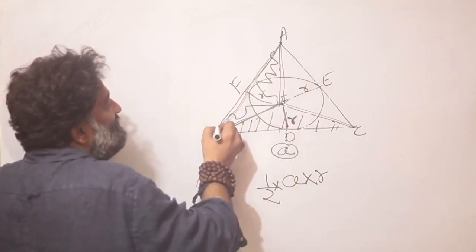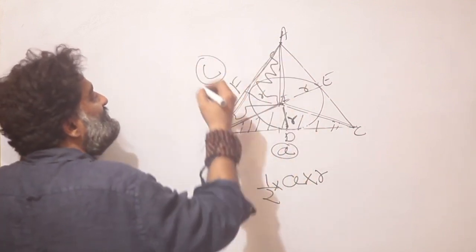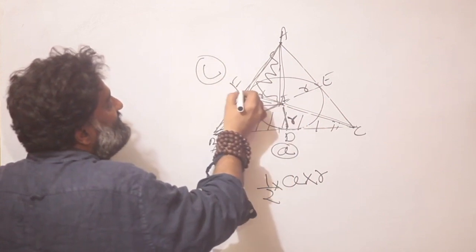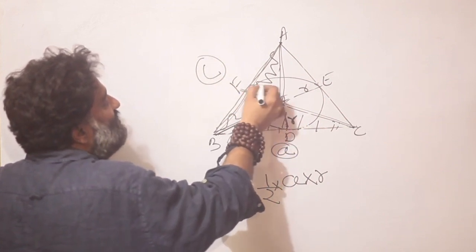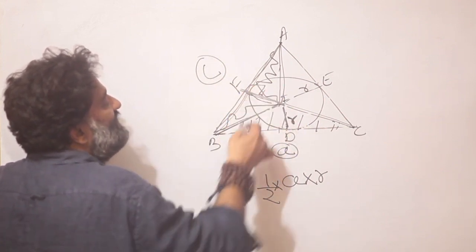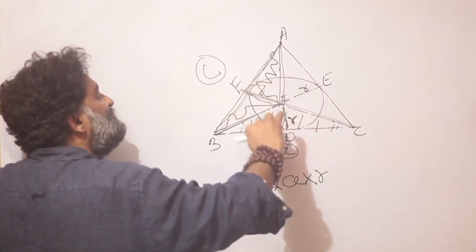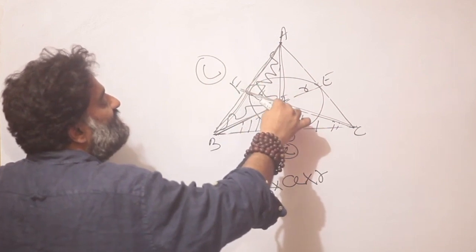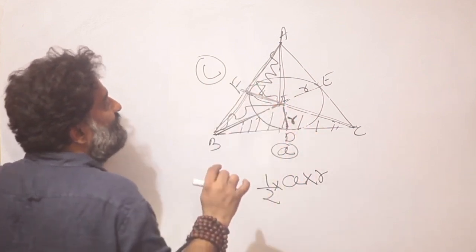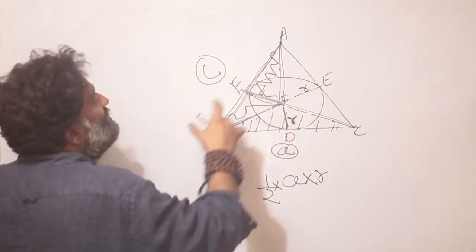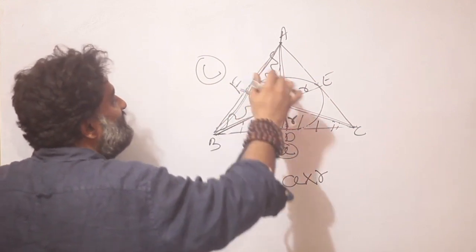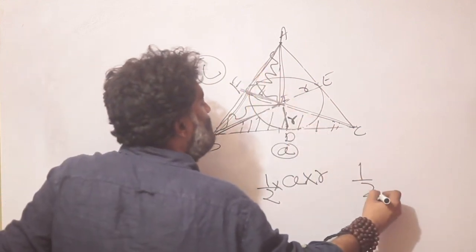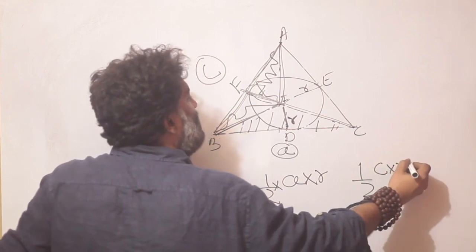I have this as the base, which was small c, and once again the radius is the height, because it is going to be perpendicular to the side. Because a circle just touches the side, that means the side is a tangent to the circle. Radius and tangent are 90 degrees. So once again the area of this triangle is going to be half C into R.